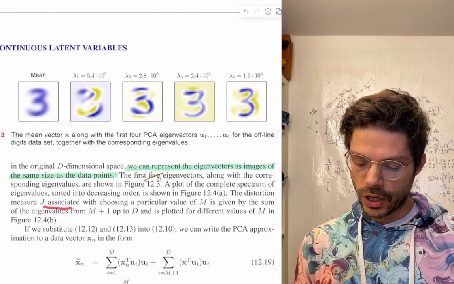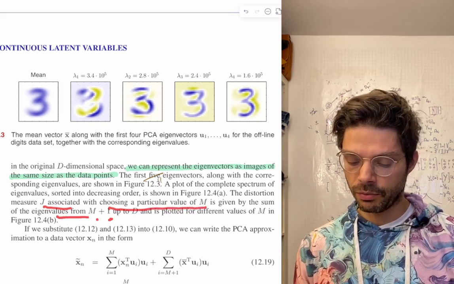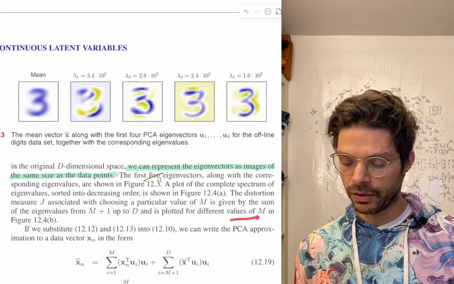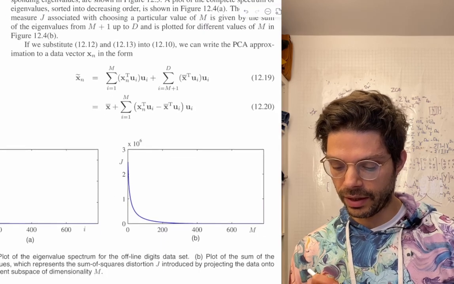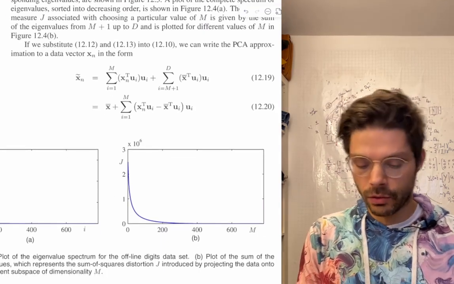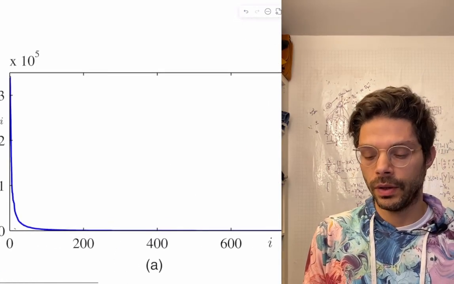The distortion measure J associated with choosing a particular value of m is given by the sum of the eigenvalues from m plus 1 up to d and is plotted for different values of m. Okay, so here, let's have a look at this. You guys can't quite see this, so let me see if I can zoom. Yeah, just about.